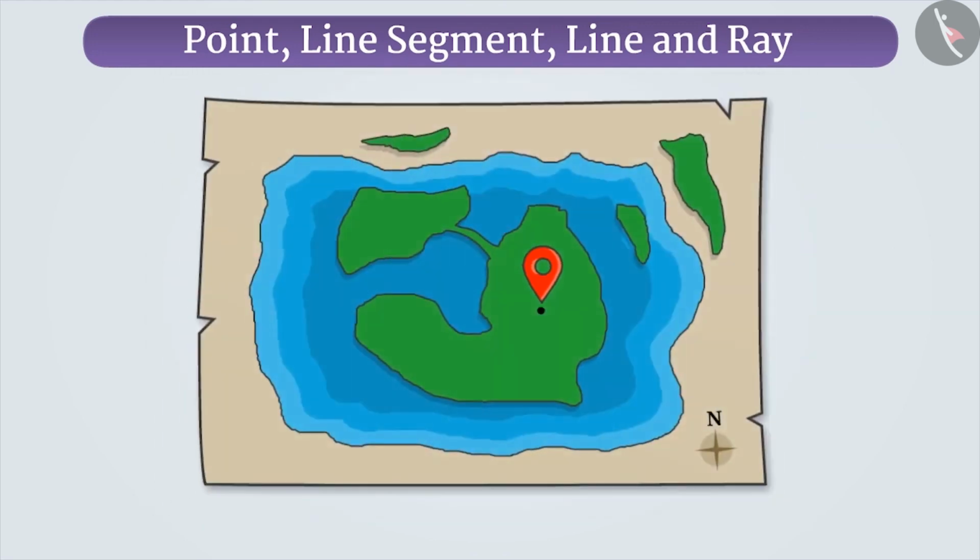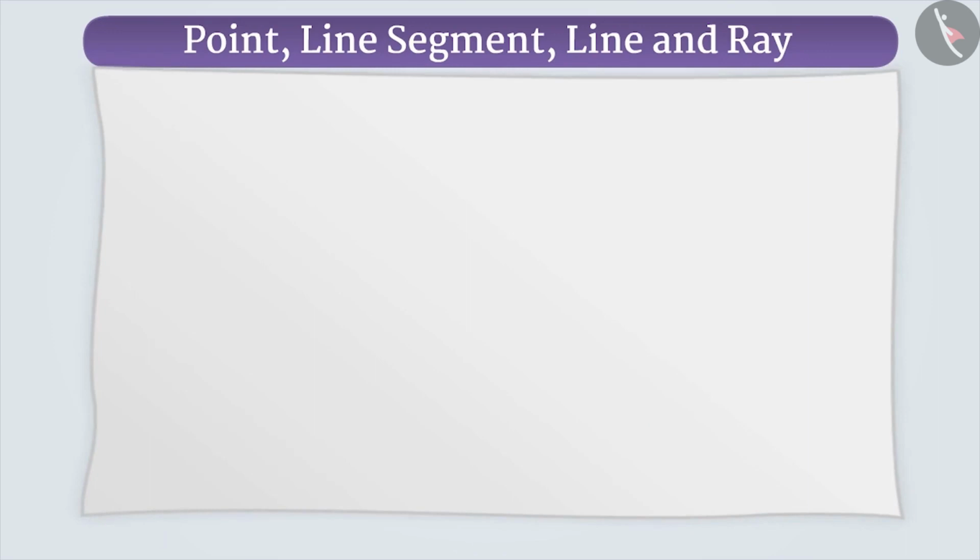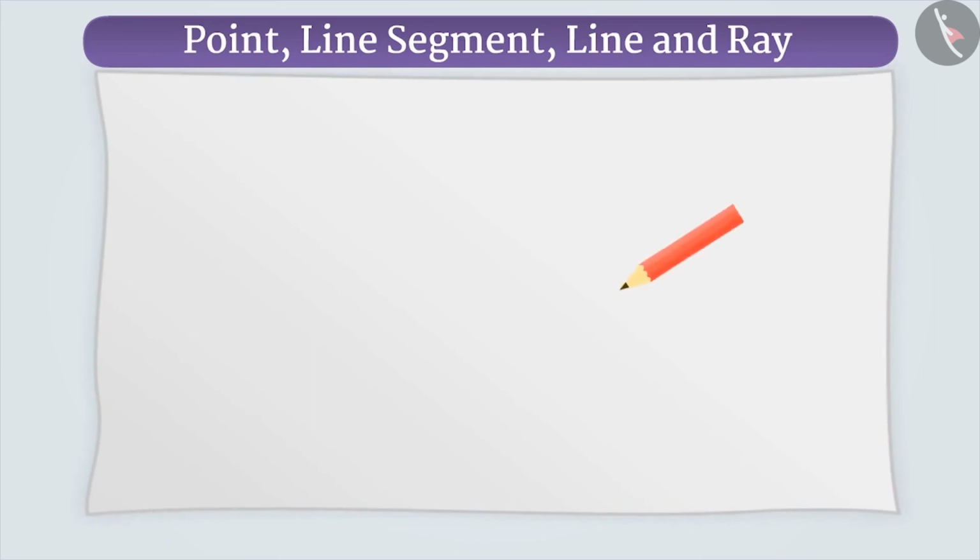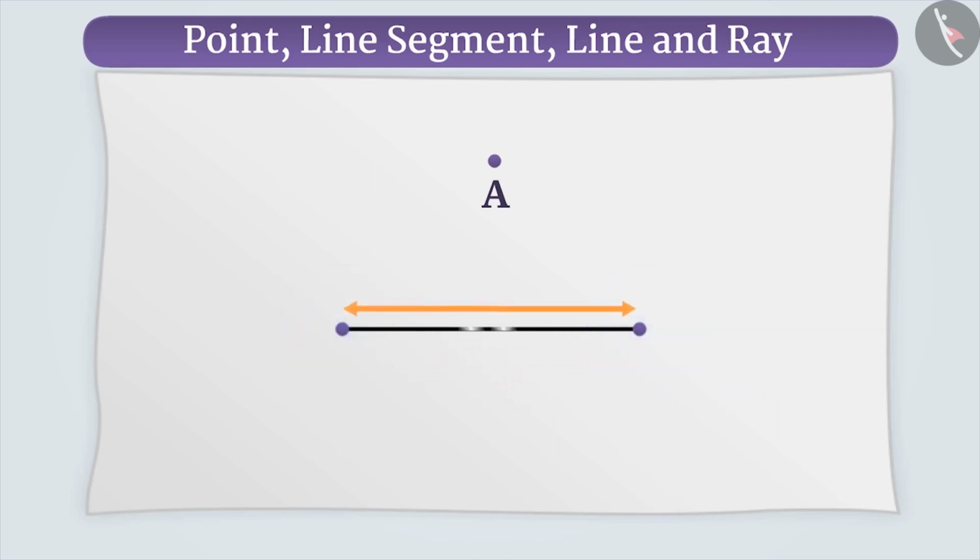A very small mark indicating a position or location is called a point. To show a point on paper, we make a small mark or dot with a pen or pencil and name it with a capital letter in English. If we draw two such points and connect them directly, then we get the shortest path between these 2 points.